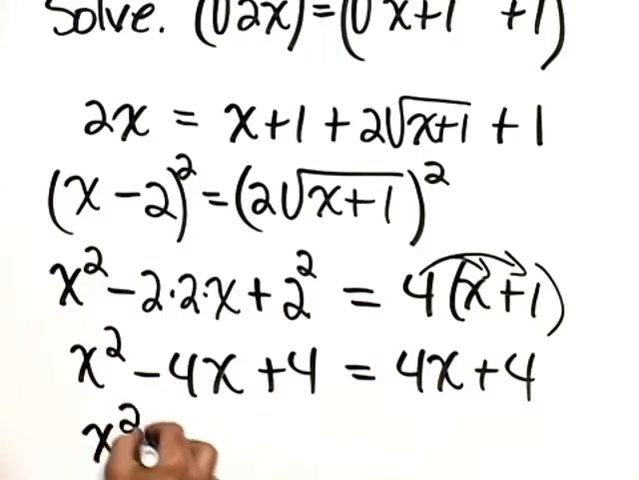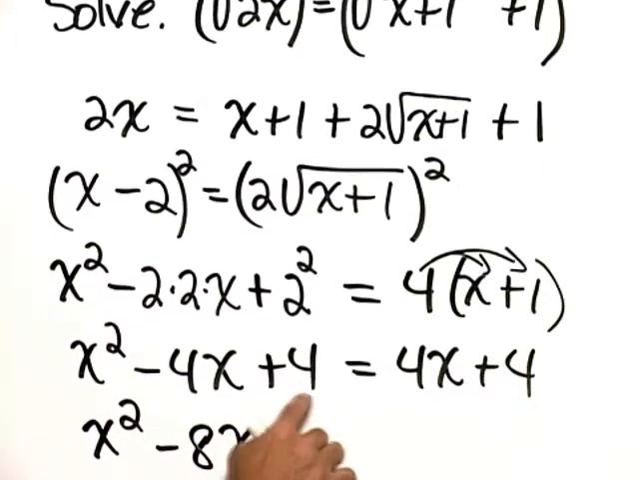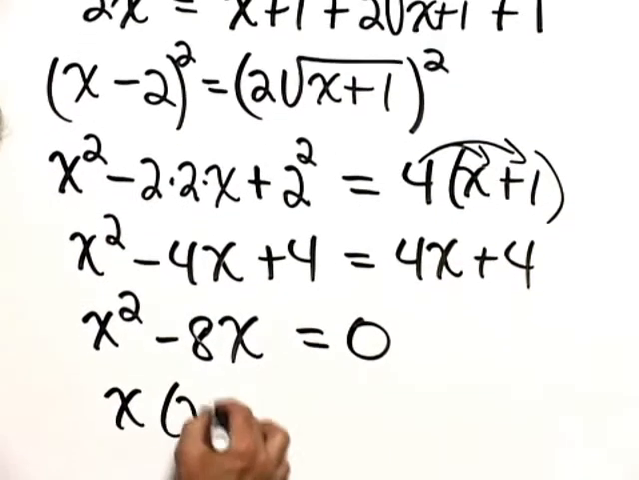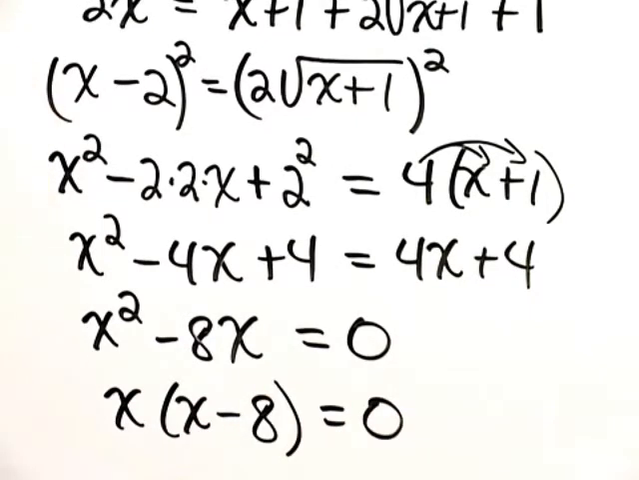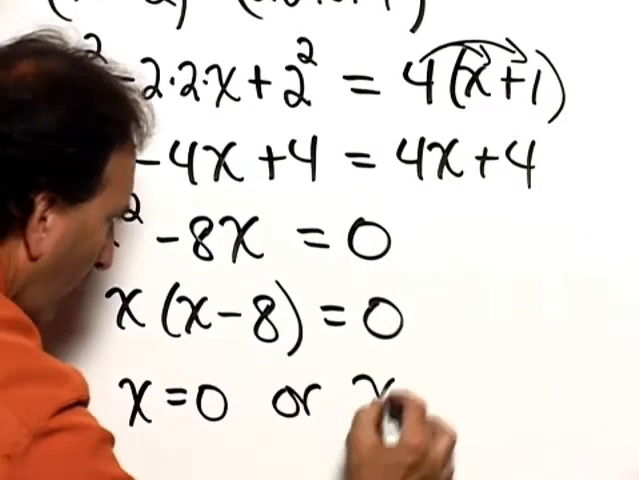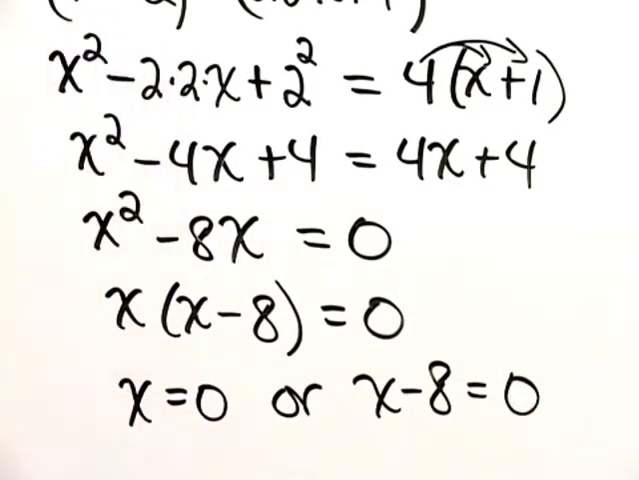So that would be x squared minus 4x is minus 8x. 4 minus the 4 is 0. And of course, on the right-hand side, we subtract 4x and 4, so we get 0. Now, we factor the left-hand side, x times x minus 8, and that's equal to 0. And now we use the zero factor property to say x equals 0 or x minus 8 equals 0.